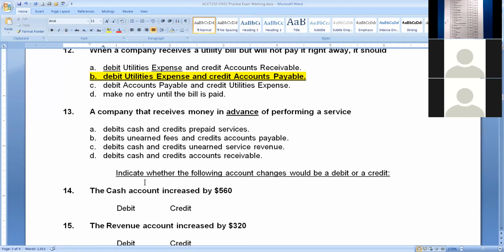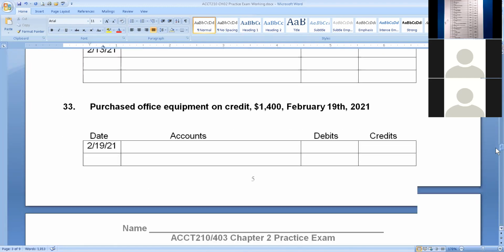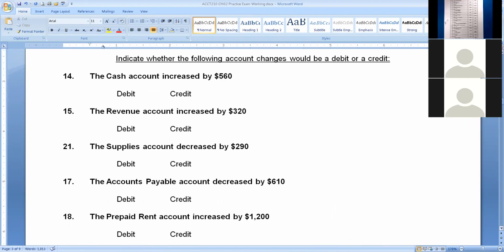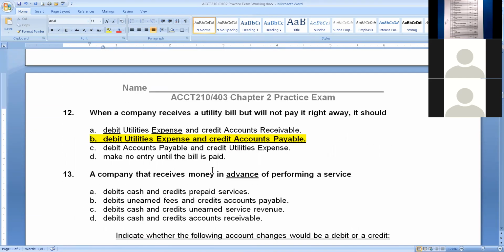So they send us the money, it is cash. So let's go down here. Is cash going up or down? Would it be C? Yes, it would be C. Debit cash is going up. So cash is an asset, it's going up.